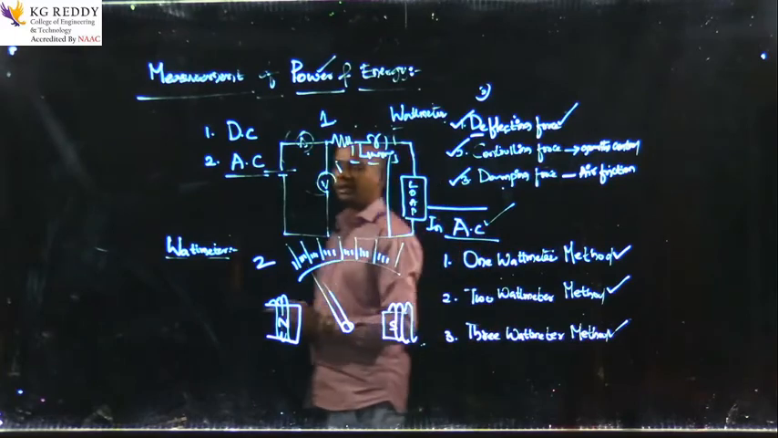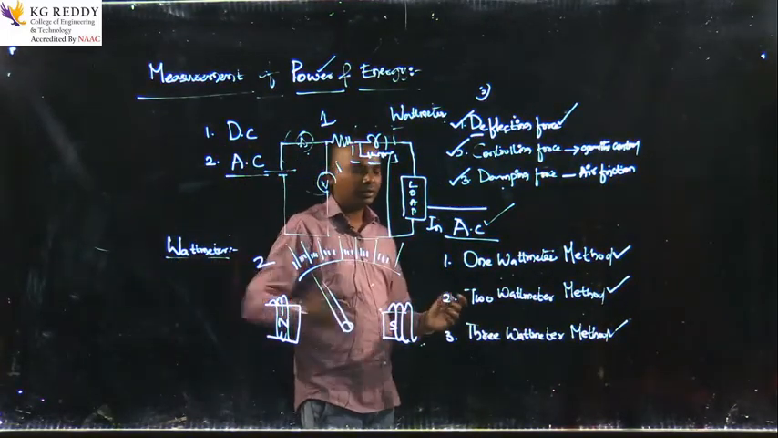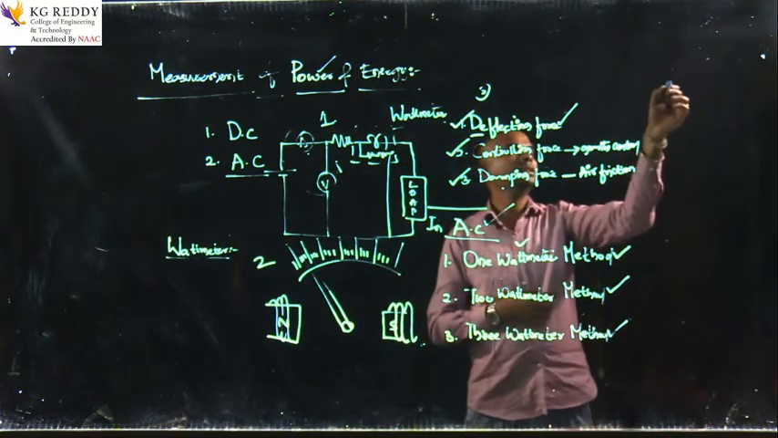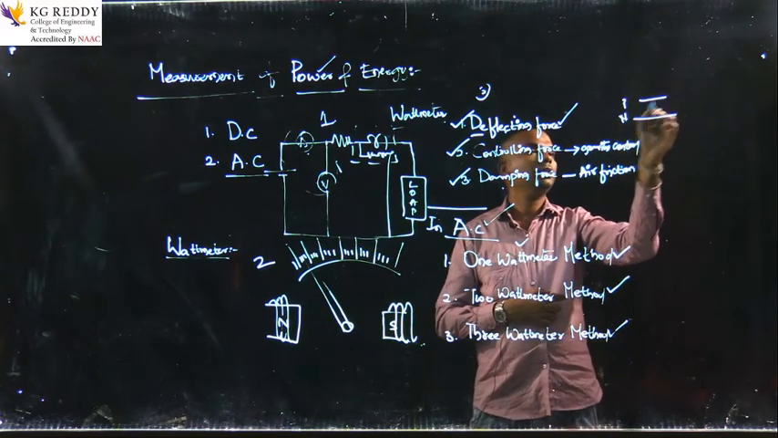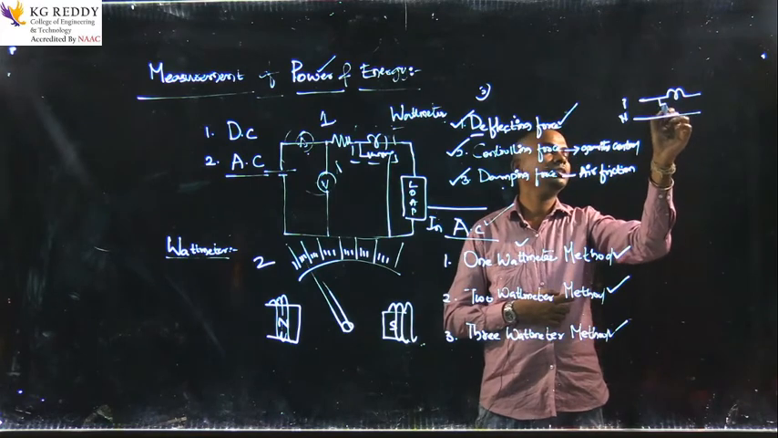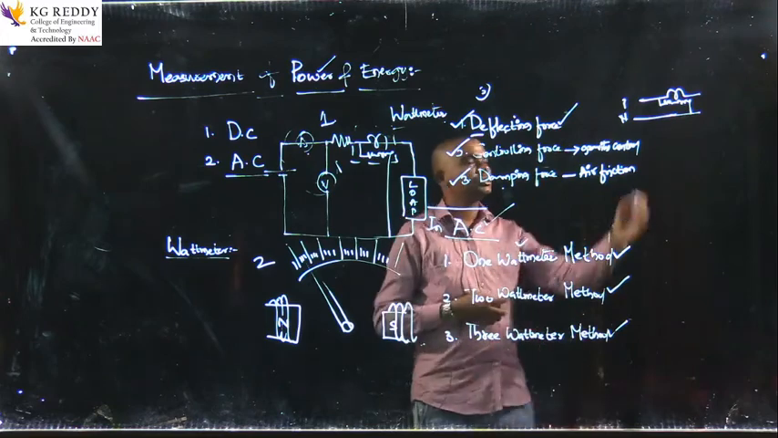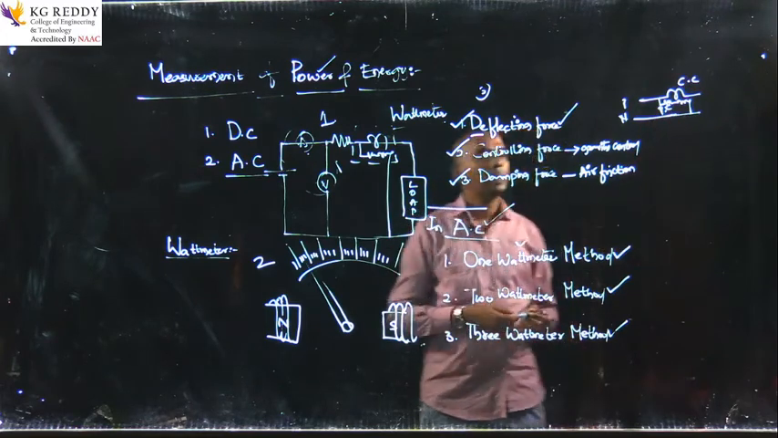Coming to the wattmeter, this kind of wattmeter is what we will use, placing it directly in a particular circuit. Let us say there is a supply with a phase and a neutral, and here we directly place a wattmeter for measurement. This is one kind of method, the 1 wattmeter method. This is the current coil and this is the pressure coil.